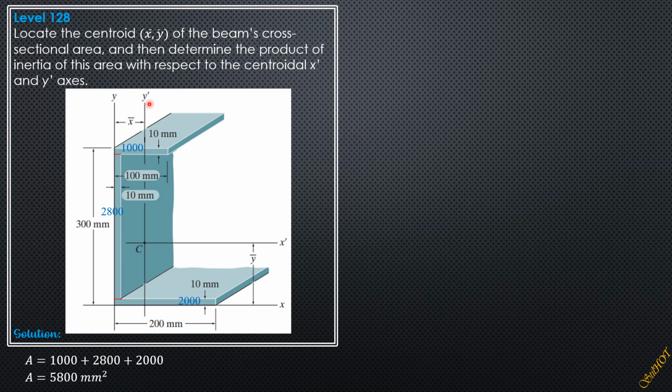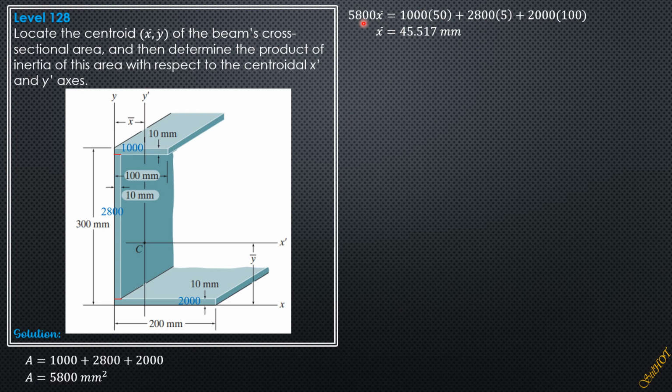By Varignon's theorem, to solve for bar x, area times bar x equals 1000 times 50 plus 2800 times 5 plus 2000 times 100. So 50 is one half of 100, one half of 150. One half of 10 is 5, that's why this is 5, and one half of 200 is 100, that's why that's 100. So bar x is equal to 45.517 mm.